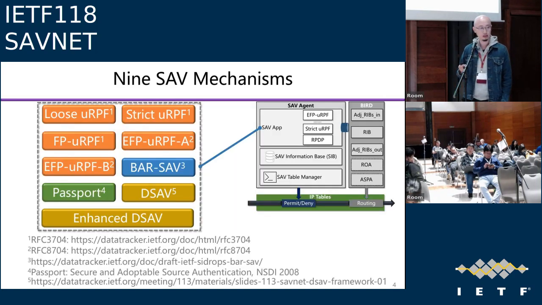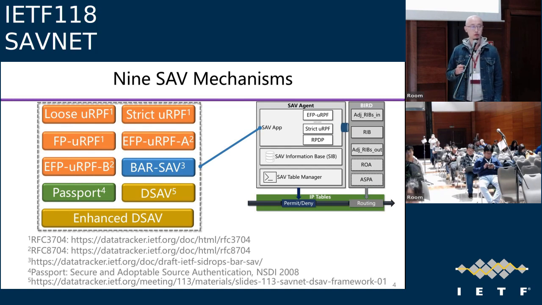And let's go into the current progress of SAV mechanisms. The architecture of SAVOP is simple. We basically have a SAV agent, we have an underlying routing instance, and we use iptables to implement the SAV tables. And today we have implemented nine SAV mechanisms, including five uRPF-based solutions, as well as BAR-SAV.